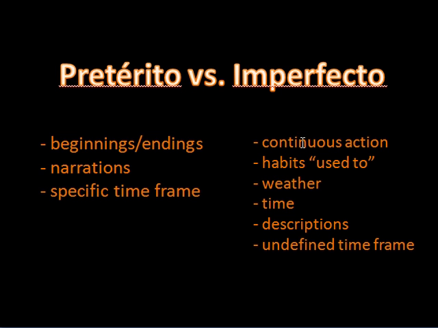For imperfecto, it will be a continuous action, like you don't know when it ends. Habits, like someone used to do this. Weather, time, descriptions, like when you're setting the scene, and when you have an undefined time frame. Sometimes it's ambiguous and you can use both of them, but you have to be aware of the main differences.